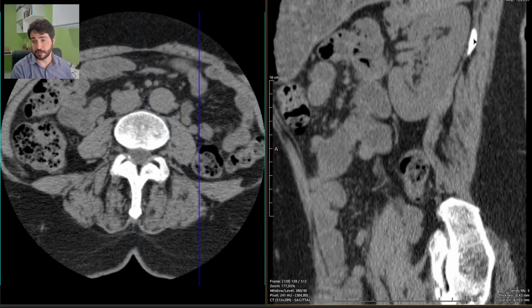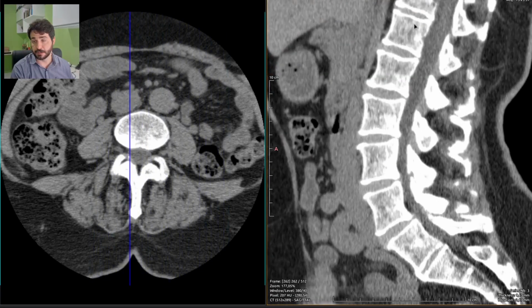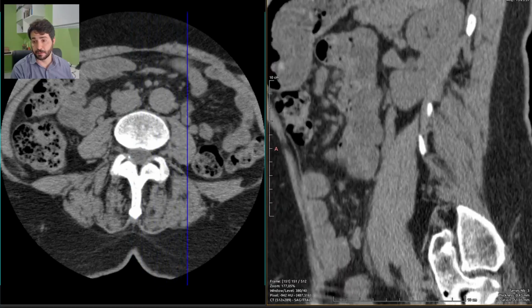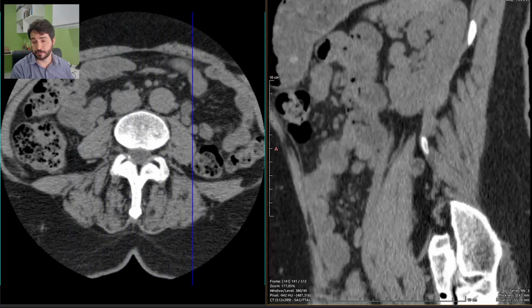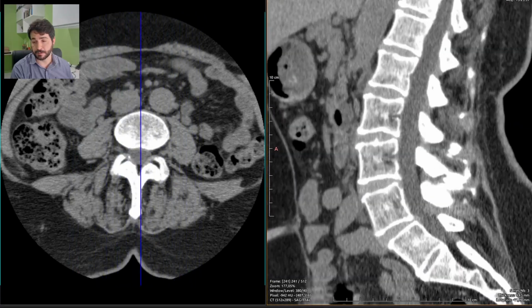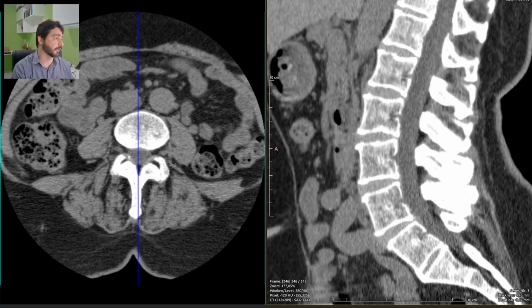Let's see, this is the last rib. So this is L1, 1, 2, 3, 4, 5. So this is an S1 anomalous vertebra. Now, this is a transitional S1 vertebra. Let's describe it right away so we don't forget about it. S1 transitional vertebra.